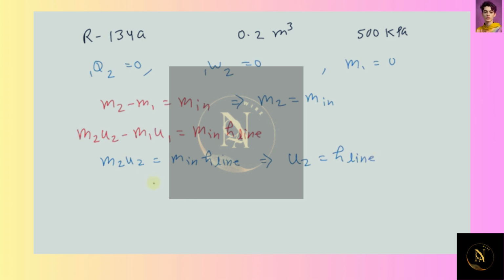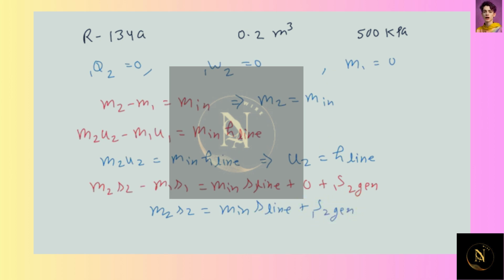Now let's apply the entropy equation. So we can write m2s2 minus m1s1 is equal to m in into s' plus 0 plus S generation during process 1 to 2. Now m1s1 will be equal to 0, so we can write m2s2 is equal to m in into s' plus entropy generation during process 1 to 2.